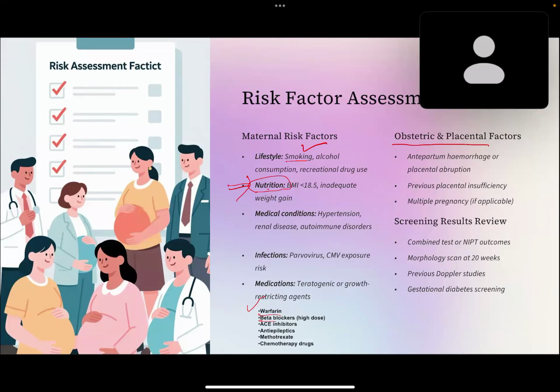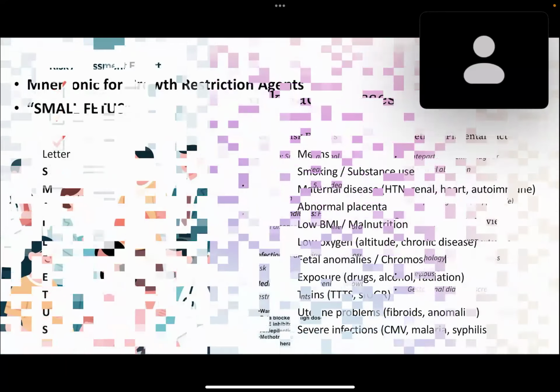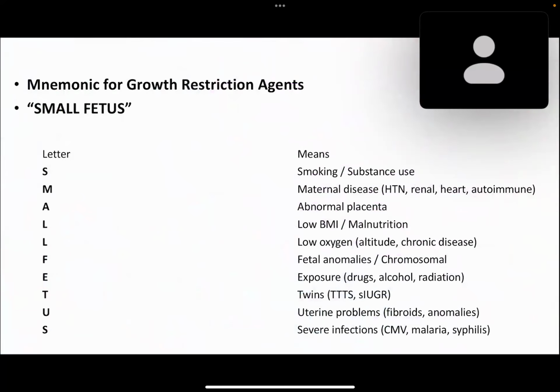You are sending her home and tell her the red flag signs. Even if she doesn't have PAH, she had the history, but tell her the red flag signs: any bleeding per vaginum, headaches or whatever, and decreased fetal movement. Small fetus mnemonics I used at my time. You can use this: smoking, substance abuse, maternal diabetes, hypertension, autoimmunes, placenta localization, low BMI.